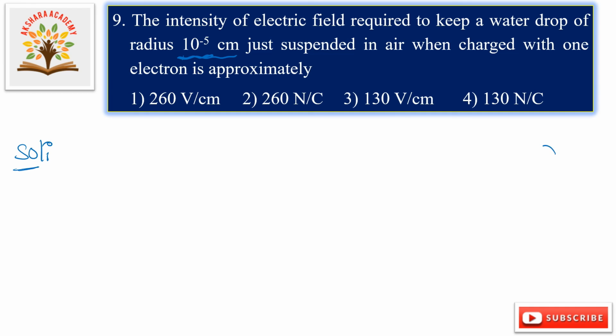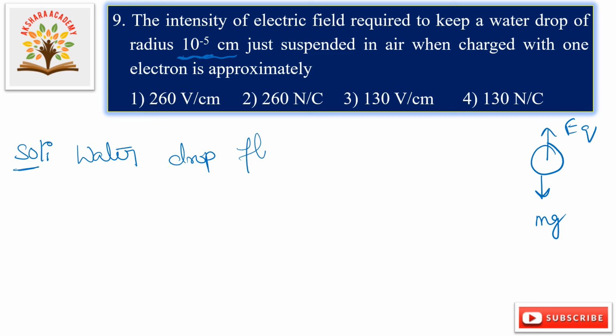Suppose this is the water drop and it is just suspended in air. This gravitational weight, that is mg, and now the water drop floats in air when EQ is equals to mg. Water drop floats in air, E Q is equals to mg.